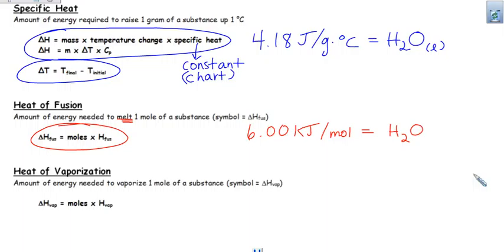The same thing is true with this heat of vaporization. It's defined as the amount of energy needed to vaporize 1 mole of a substance. Change it from a liquid to a gas. So again, if I flip ahead a couple pages, there's a chart. 40.6 kilojoules per mole is the heat of vaporization for water. So it requires 40.6 kilojoules of heat energy to vaporize 1 mole of water. And so look at the equation.